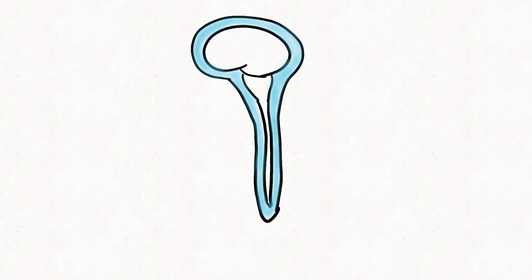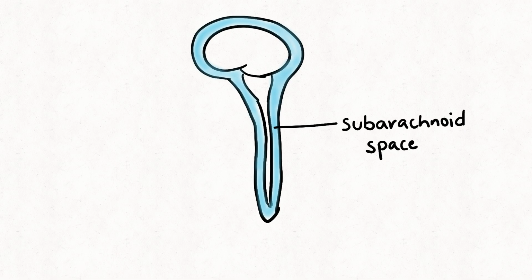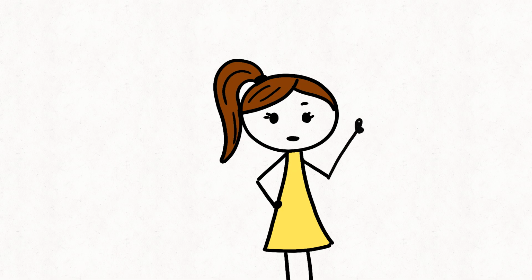Spinal anesthesia is a type of regional anesthesia where local anesthetic medicine is injected into the cerebrospinal fluid, also called the CSF, inside the subarachnoid space. Check out my other video to understand more about CSF.